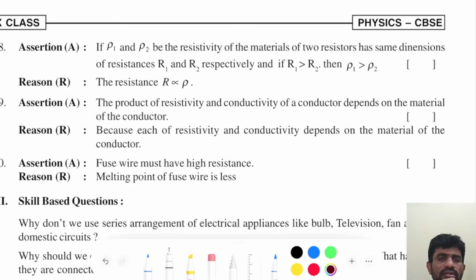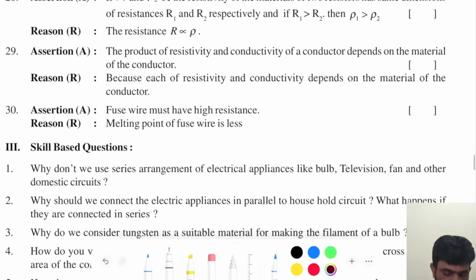20th: fuse wire must have high resistance and the melting point of the fuse wire is low. Assertion is true and reason is true, but reason is not the correct explanation of assertion, because if the melting point is low, it will not have high resistance. So we should have high resistance and a low melting point, but because you are having a low melting point, resistance is not high. So A is true, B is true, but B is not the correct explanation of A. So this is option B.